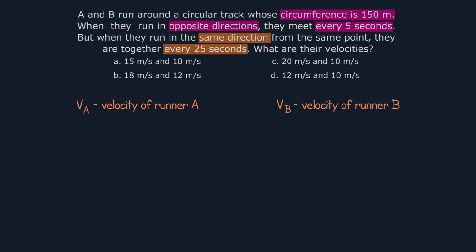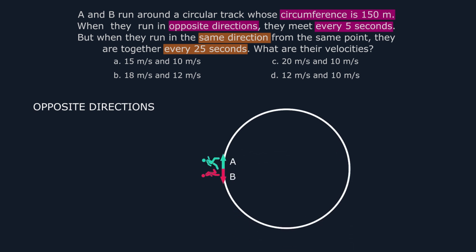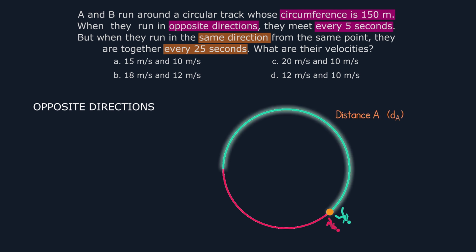Now, let's analyze the case where they run in opposite directions. Let's assume that A is running faster than B, and after 5 seconds, they will meet at this point. Note that A covered more distance since, again, he is running faster than B. As you see, the total distance covered by both A and B in those 5 seconds must be the entire circumference of the track, which is 150 meters.